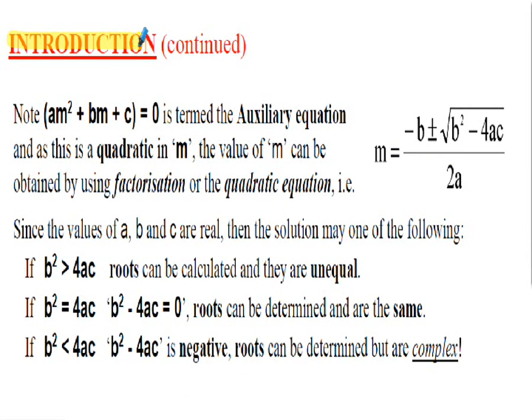Introduction continued. Note that the am squared plus bm plus c equals 0 equation is termed the auxiliary equation. This is a quadratic in m, where the value of m can be found by the use of factorization or the quadratic equation, shown here on the right hand side for convenience. So m is equal to negative b plus or minus the square root of b squared minus 4ac, all divided by 2a.